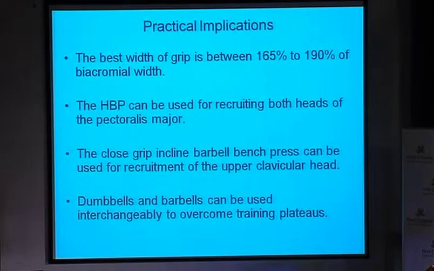Practical implications coming out of the literature review. The best width of grip is between 165 to 190% of the bioacromial width. The horizontal bench press can be used for recruiting both heads of the pectoralis major, that is the upper and the lower. And the close grip inclined barbell bench press can be used for recruitment of the upper clavicular head, because we saw it produced just a slightly greater activity than the horizontal. So if you want that edge, you can utilize the inclined barbell bench press. And dumbbells and barbells can be used interchangeably to overcome training plateaus.